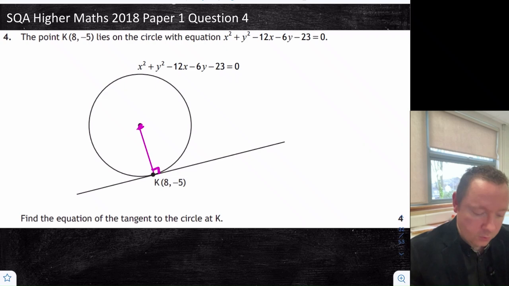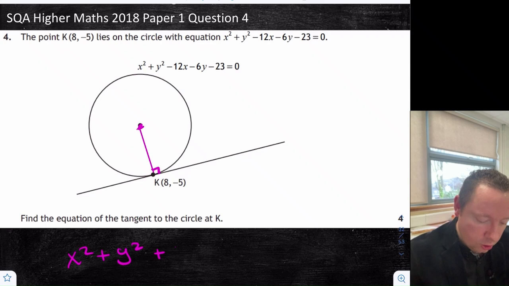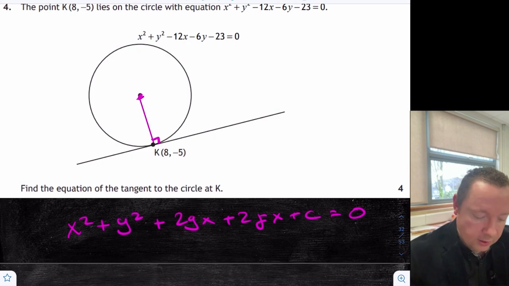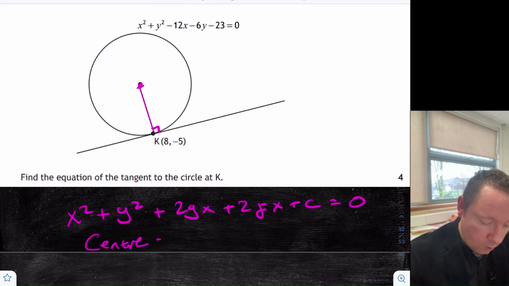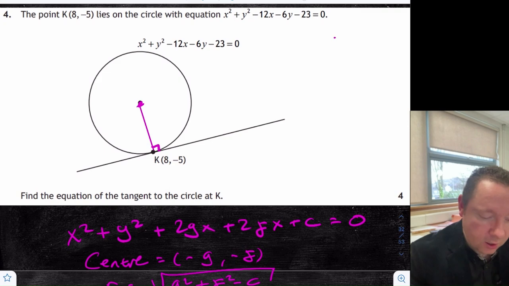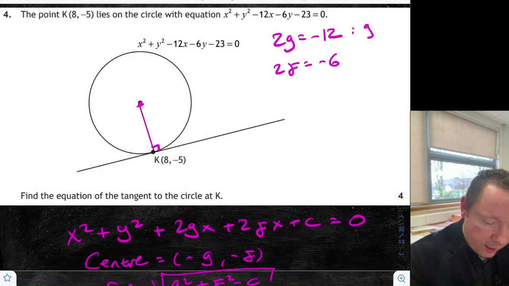From the start of the exam paper, we are told that x squared plus y squared plus 2gx plus 2fy plus c equals 0 is the equation of a circle where the centre is minus g, minus f and the radius is the square root of g squared plus f squared minus c. Looking at our equation, the number in front of x, 2g, is minus 12, and the number in front of y, 2f, is minus 6. So g is minus 12 divided by 2, minus 6, and f is minus 6 divided by 2, minus 3, so our centre is simply 6, 3.